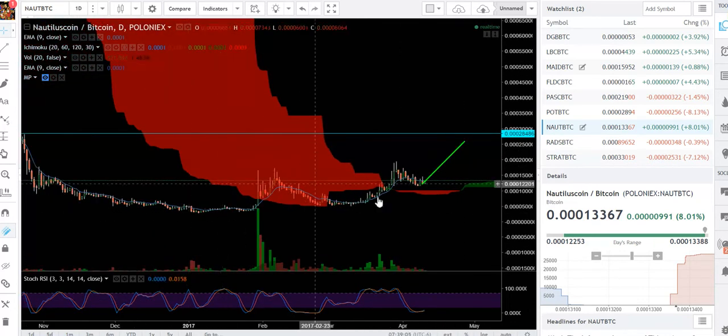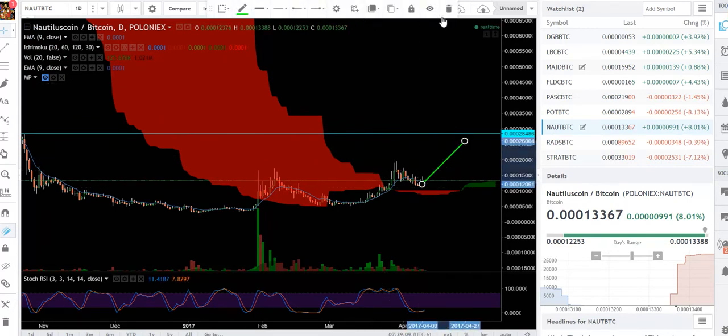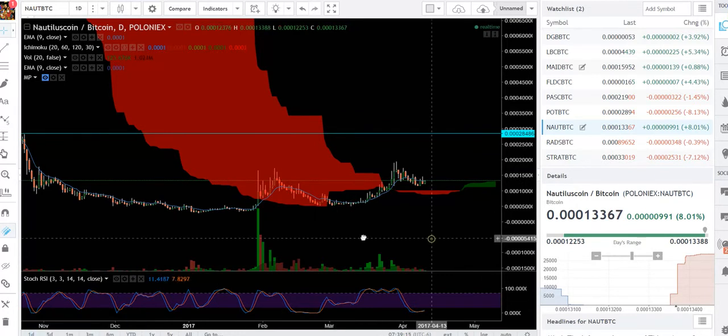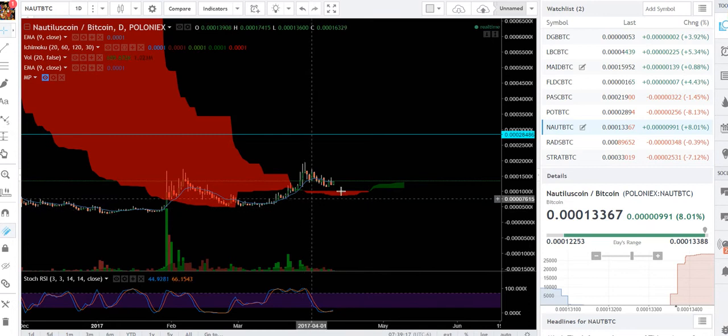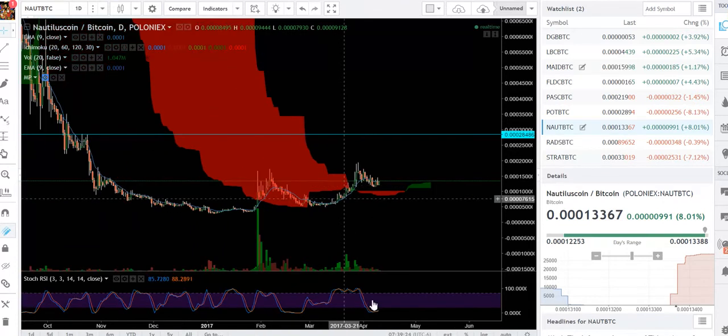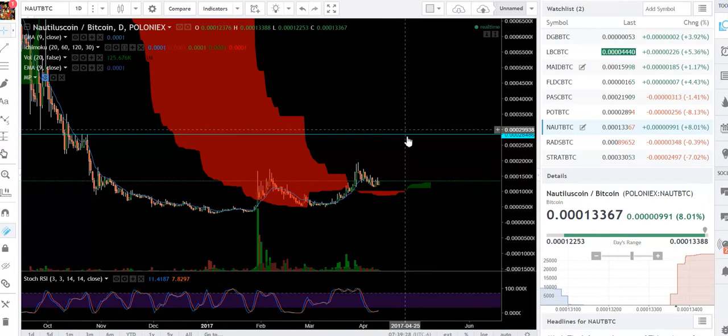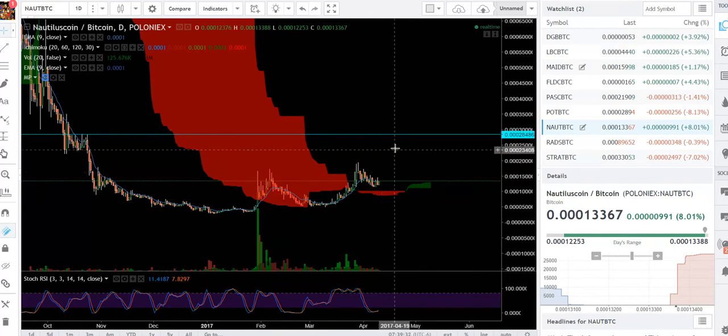Okay, now we broke our daily cloud here, so that gives me an indication, hey, this thing's free. It wants to make another impulsive move. So from here, now that we've stabilized above this little shelf of this cloud, and we're getting a daily crossover here, this is a pretty good indication that this thing's going to move on.